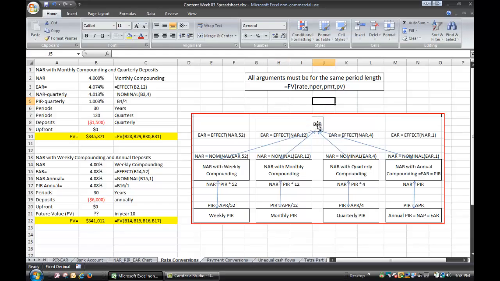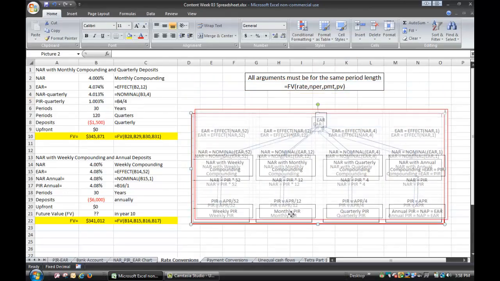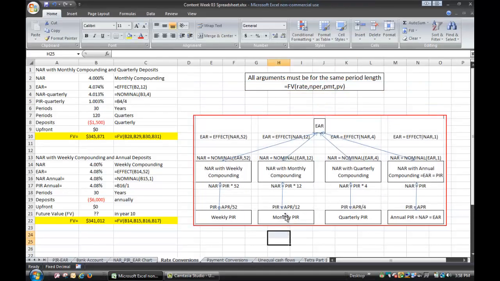We have a roadmap here which will help with this. In a previous video, we stayed within one branch of this. We went from monthly PIR to nominal NAR, monthly NAR, to an EAR. And then we went down the other way. We also did this for quarterly. We went from a quarterly PIR to a nominal NAR with quarterly compounding to an EAR and back down. Note that the common denominator between these is the NAR.